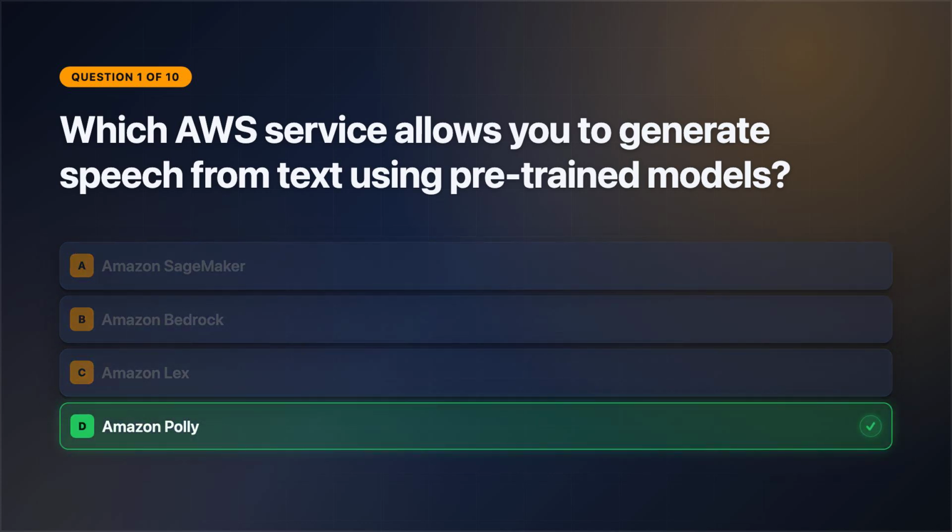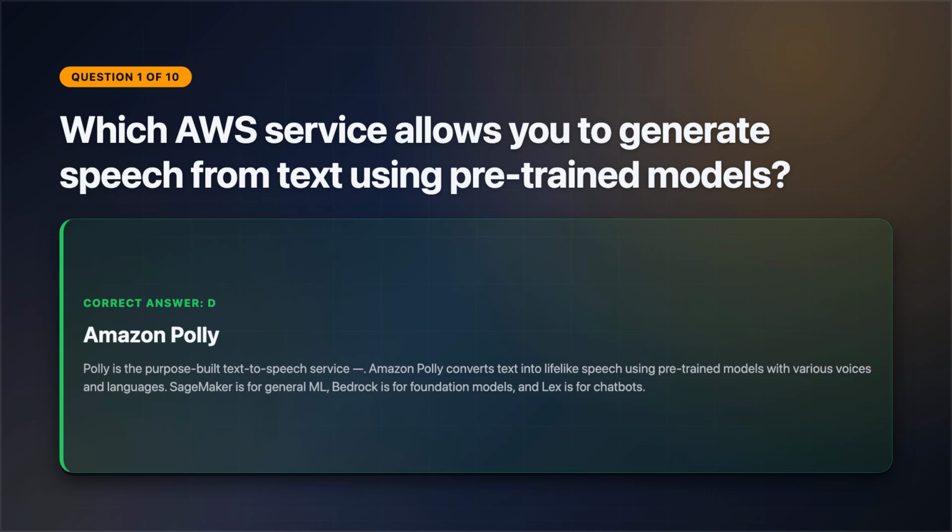The correct answer is option D. Polly is the purpose-built text-to-speech service. Amazon Polly converts text into lifelike speech using pre-trained models with various voices and languages. SageMaker is for general ML, Bedrock is for foundation models, and Lex is for chatbots.